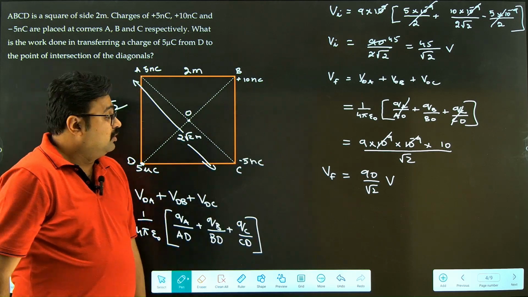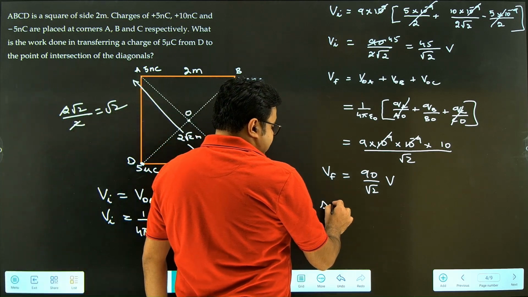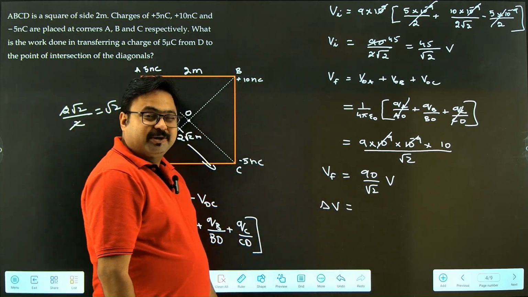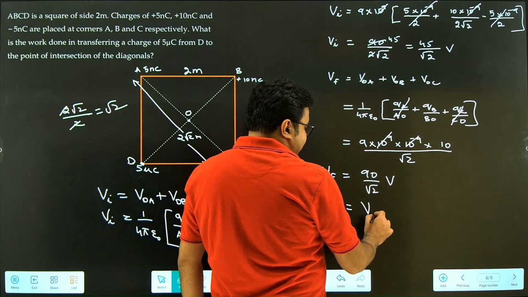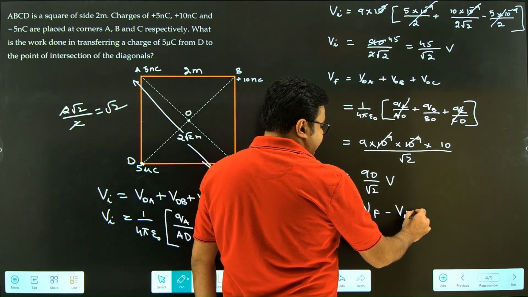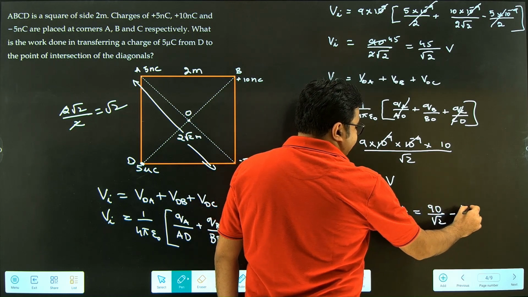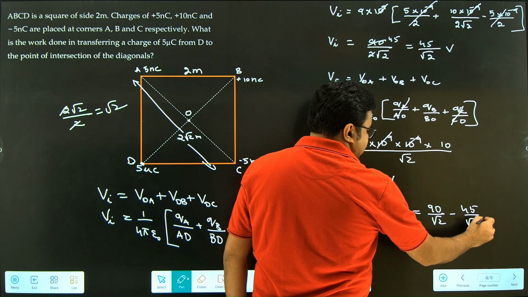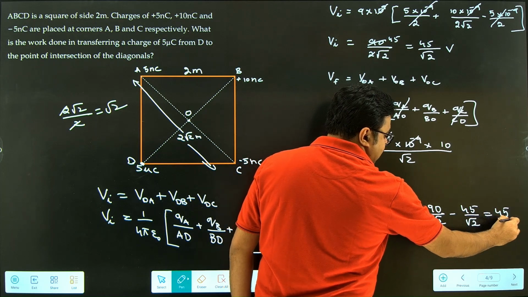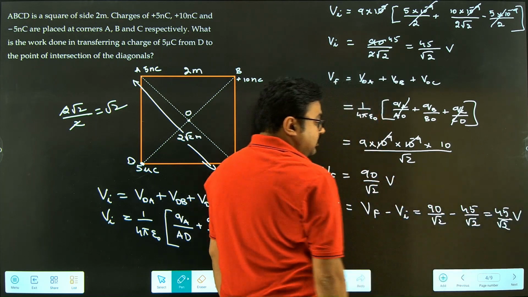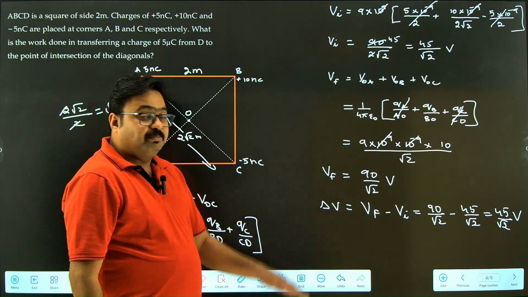The next step to finding the answer is finding the potential difference. The potential difference, my dear friends, is final potential minus the initial potential, and that turns out to be 90 divided by root 2 minus 45 divided by root 2, which is also 45 divided by root 2 volt. This is your potential difference.